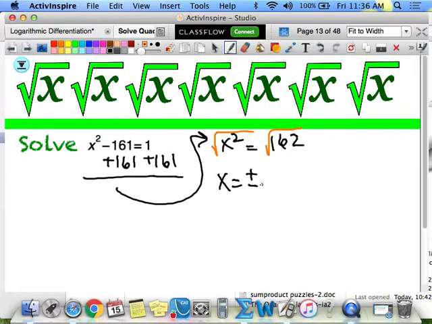Find it for me. 81. 81 times 2. 81 inside a square root comes outside the square root is what? 9. Alright. Think we can move on.